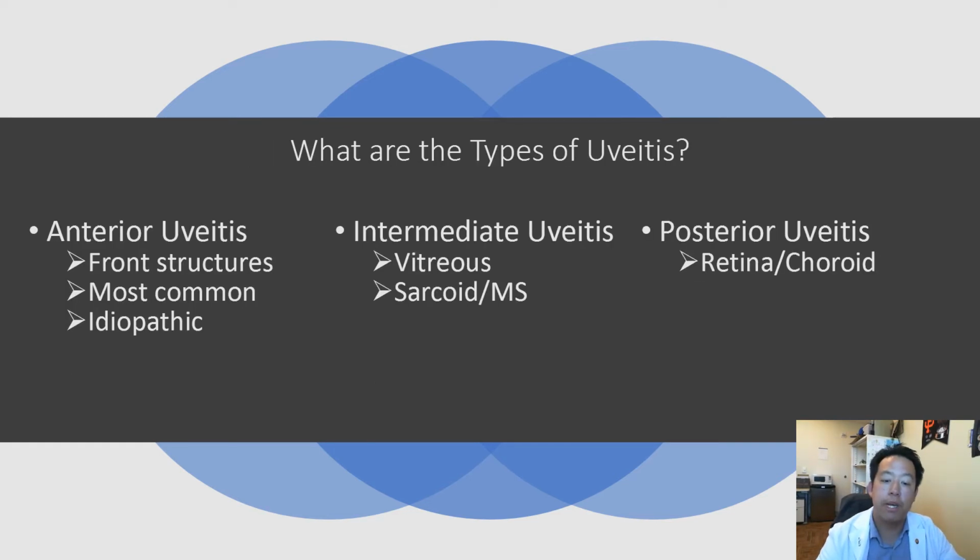So there are three different types of uveitis: anterior, intermediate, and posterior. Anterior being affecting the front structures of the uvea. They're the most common ones and are often idiopathic. Intermediate ones affect the vitreous usually, and sarcoid and multiple sclerosis are the most common diseases to cause intermediate uveitis, and the posterior, which affects the retina and the choroid.